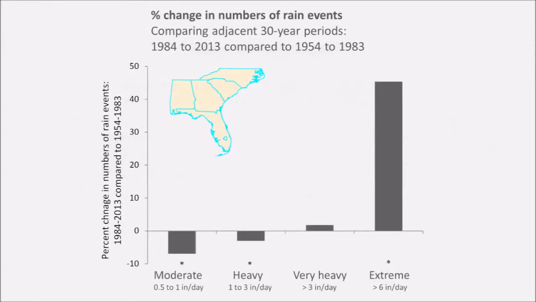This figure summarizes our findings for the southeastern states of Florida, Georgia, Alabama, South Carolina, and North Carolina. You can see that there have been more than 40% more extreme rain events, that's greater than 6 inches per day, in the last 30 years compared to the 30 years before that. And there were actually fewer moderate and heavy rain events, the 2 lowest of our 4 categories, which by most accounts are the good kinds of rain.